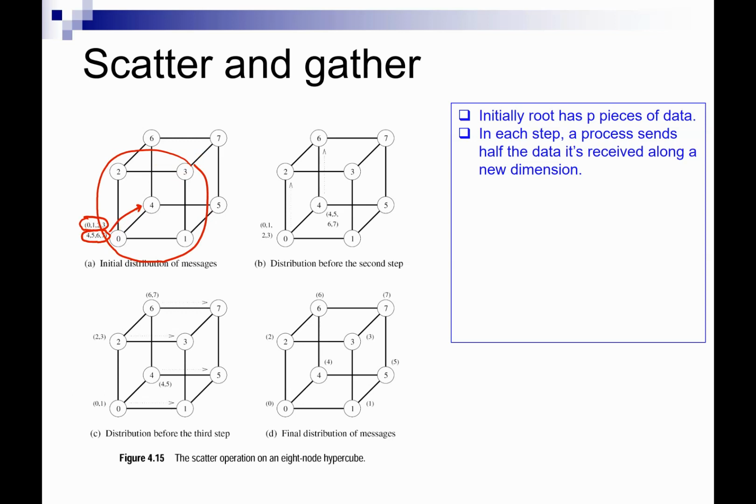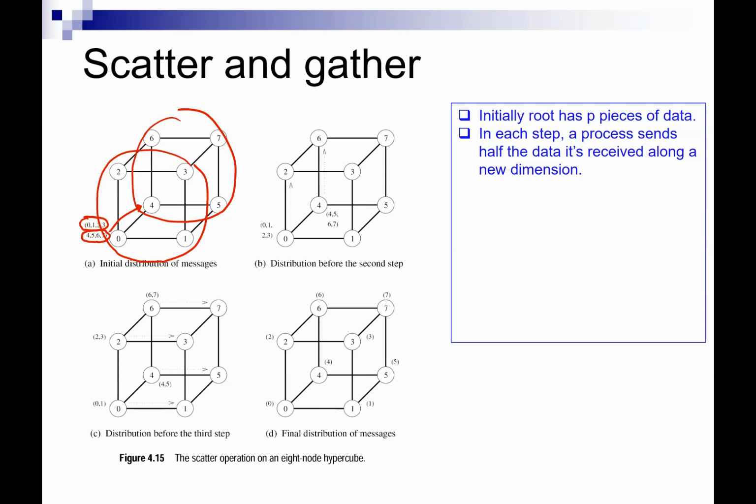Now you've basically split the problem in 2, because 0 can just focus on doing the scatter in the front hypercube, whereas 4 can focus on doing the scatter in the back hypercube. So 4 gets the values 4, 5, 6, 7, and now it's responsible for scattering these values to the processes 4, 5, 6, 7. And then 0 just keeps the values 0, 1, 2, 3, and it's going to scatter these to the processes 0, 1, 2, 3. So that's the first step.